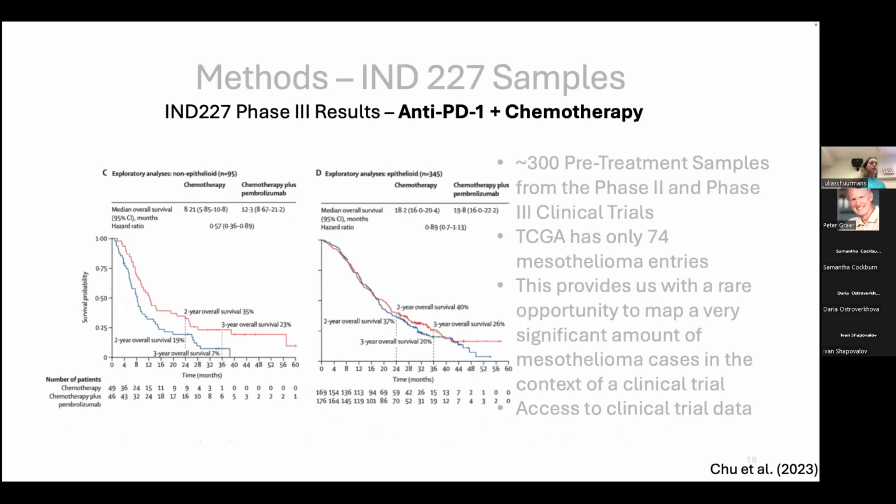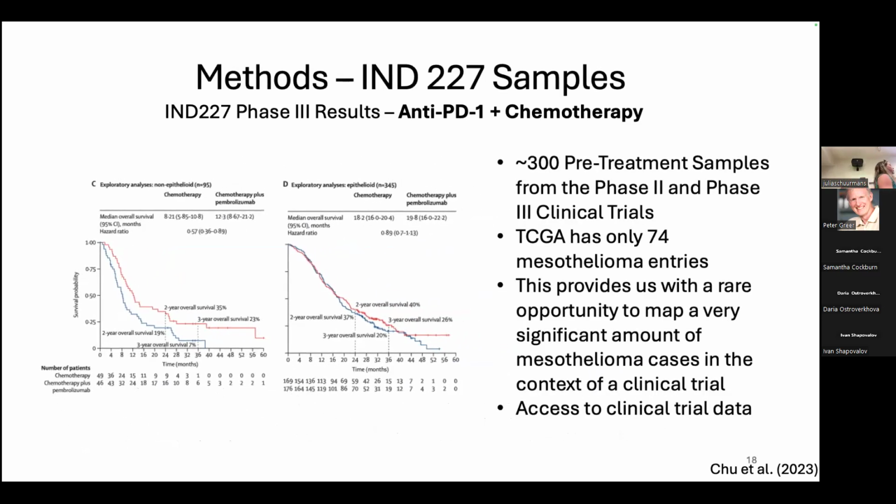And what will I have access to? Well, I'll have access to about 300 pre-treatment samples from the phase 2 and phase 3 clinical trials. This is a very remarkable number, as the TCGA, which is where most mesothelioma work is currently done, only has 74 cases. With that, we're really hoping in the lab as a whole to map a very significant amount of mesothelioma cases and then link that back to biomarker development.